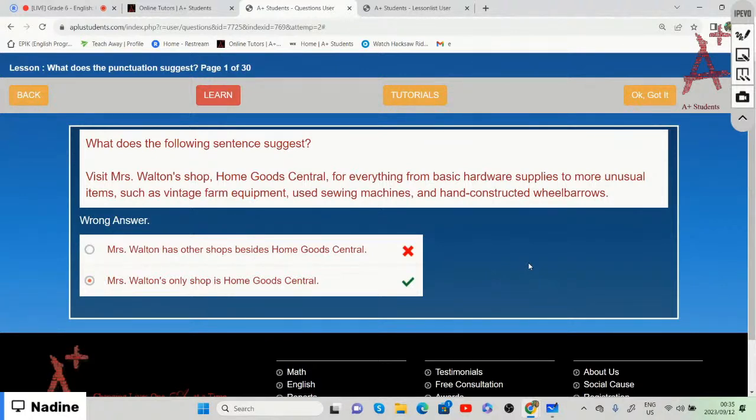In this case, if we make a little mistake, these things do happen because it can be very confusing. But whenever you get something wrong, you can go to where the correct answer is, copy the link, send it to us, and then you will be able to get 100 points. So in this case, Mrs. Walton's shop, Home Goods Central, is the only shop. So we got that.